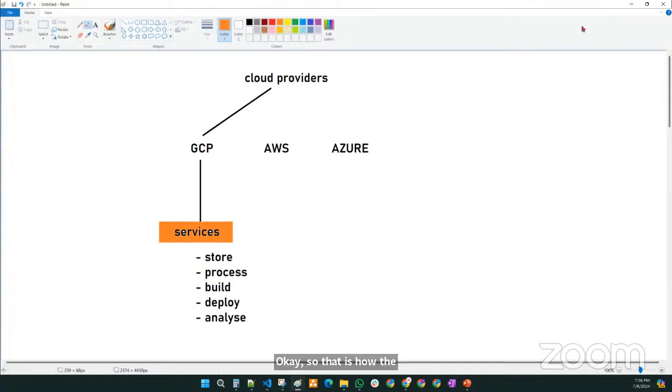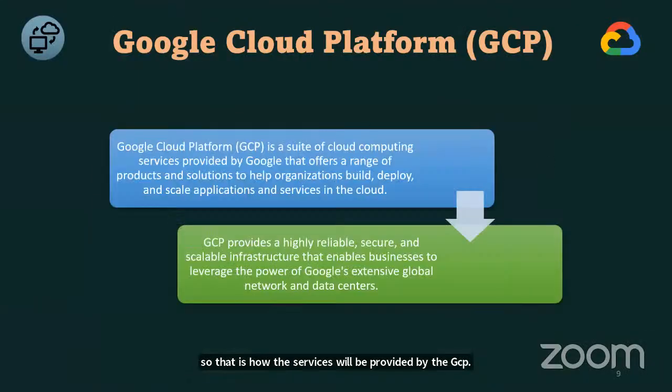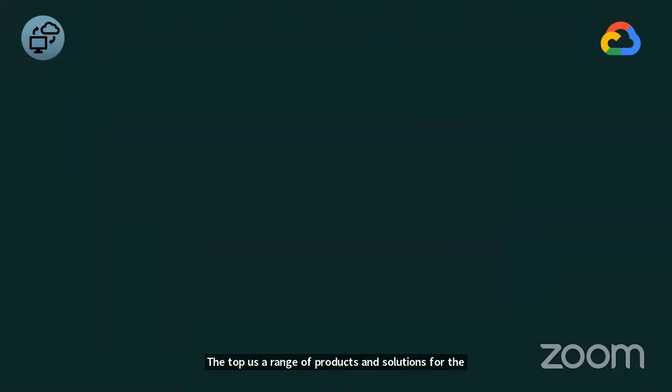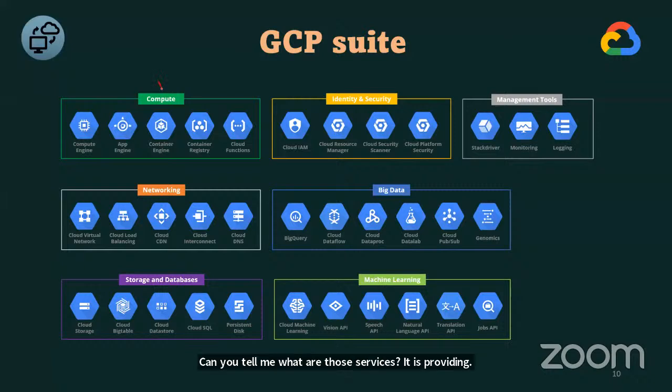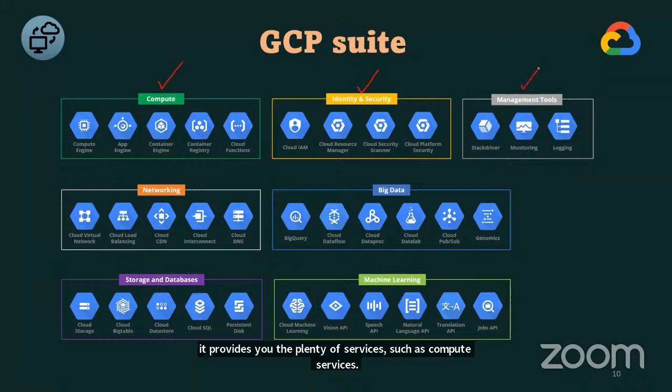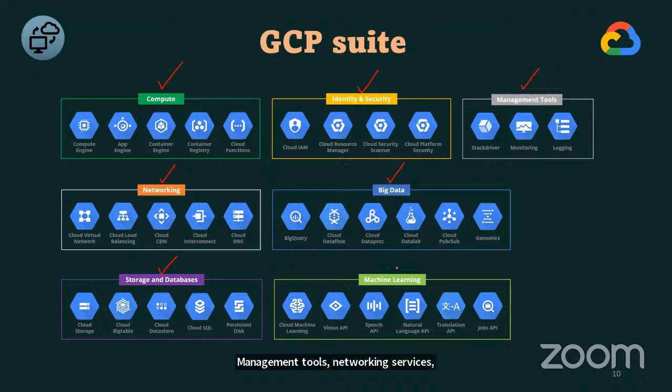From a definition point of view, GCP is a suite of cloud computing services provided by Google that offers a range of products and solutions for organizations to build, deploy, and scale applications and services in the cloud platform. It provides plenty of services such as compute services, identity and security services, management tools, networking services, big data services, storage and database services, and machine learning services.